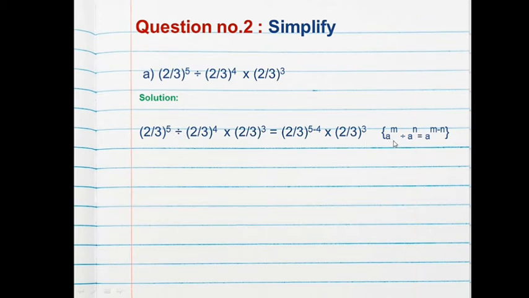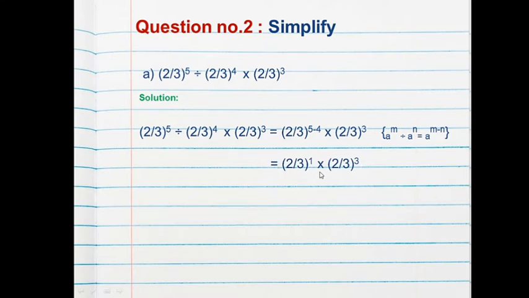Why? Because according to the law of exponents, a^m divided by a^n equals a^(m-n). When the bases are equal, exponents are different, and it is given in the form of division, at that time we have to subtract the exponents. So here we have subtracted the exponents. So now 5 minus 4 will be 1. So that is (2/3)^1 into (2/3)^3, we will write as it is.